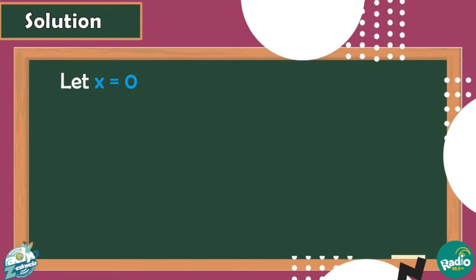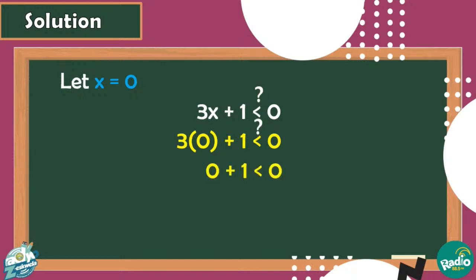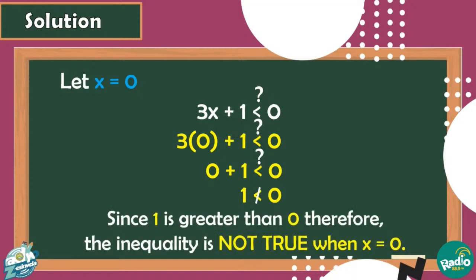And x is equal to 0. Using our given inequality, substitute the value of x, which is 0, the inequality becomes 3 times 0 plus 1 is lesser than 0. By simplifying, we got 0 plus 1 is lesser than 0. And the inequality becomes 1 is lesser than 0. Since 1 is greater than 0, therefore the inequality is not true when x is equal to 0.